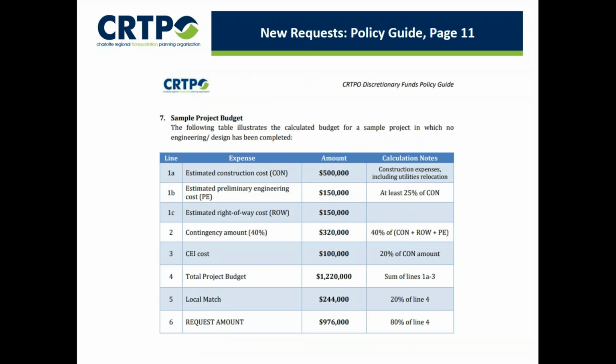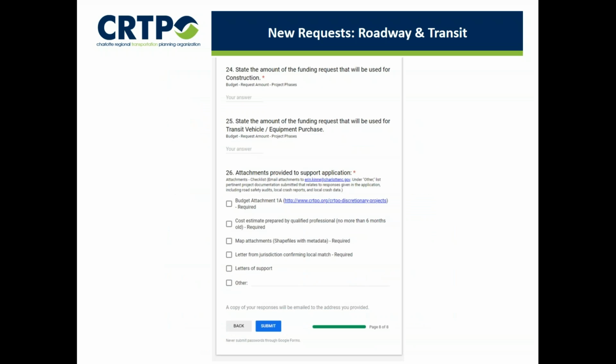As Aaron said, for questions 10 through 25, you'll input this budget information based upon what you filled in attachment 1A. Next, question 26 lists the attachments that you'll email to me. Budget attachment 1A, which is required, a cost estimate prepared by a qualified professional that's no more than 6 months old, that's required as well. Map attachments, these are shape files with metadata. These are required as well. A letter from the jurisdiction confirming the local match, which is required, and letters of support, which are optional.